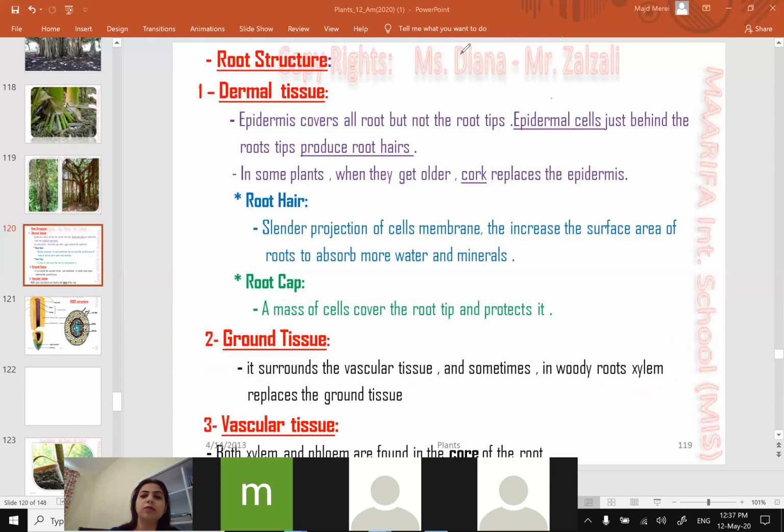Now the third part, dermal tissue. The epidermis, the source of this word, it's a Greek word. Epi means upon, dermis means skin. So the epidermis covers all the root, but not the root tips. Epidermal cells just behind the root tips produce root hairs. In some plants, when they get older, cork replaces the epidermis.